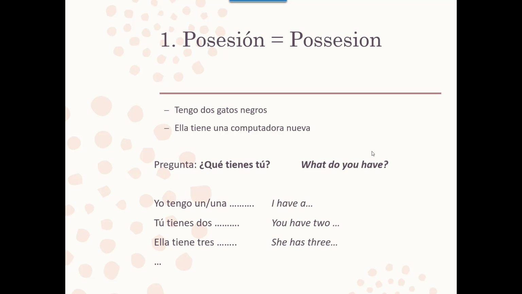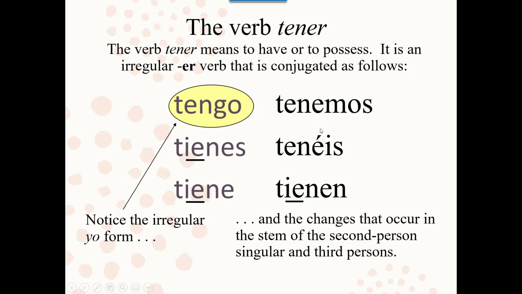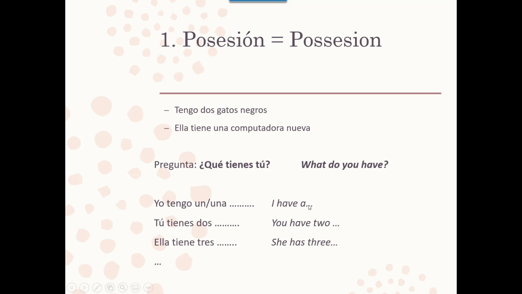So possession is the main thing because it means to have, right? So you would say, I have 2 cats. I have 2 black cats. Tengo 2 gatos negros. Ella tiene, she has, una computadora nueva. I didn't mention it, but I hope you know that when you put the subject, it will be: I have, yo tengo; you have, tú tienes; she has, or he has, or you have; and then we have, tenemos; you guys have, in Spain, tenéis; tienen, they have. Okay? Just wanted to make sure that's clear.